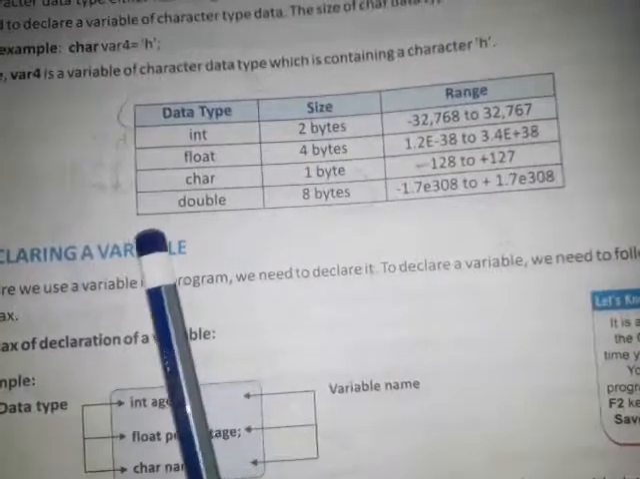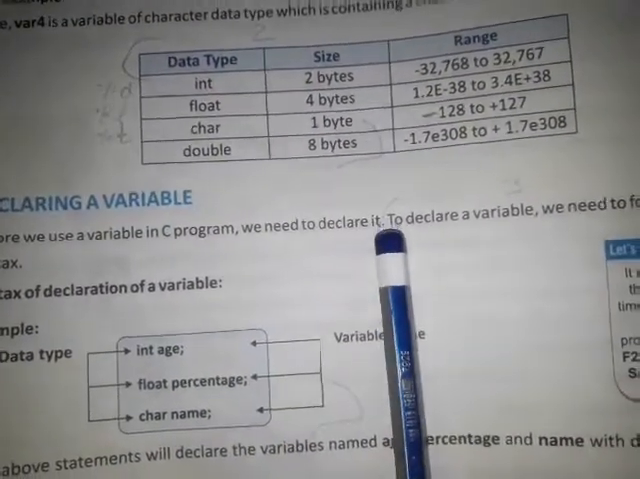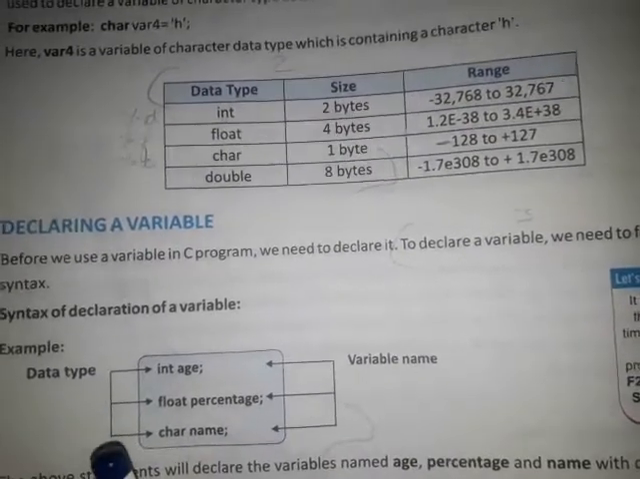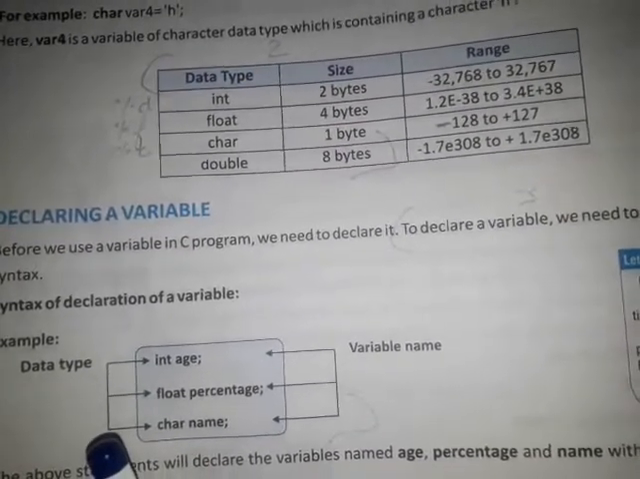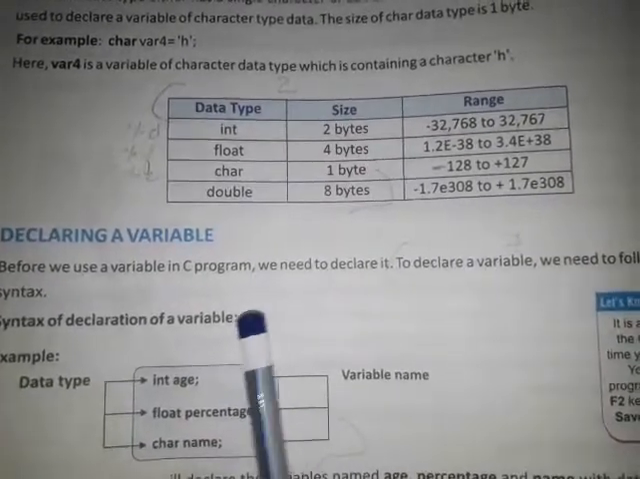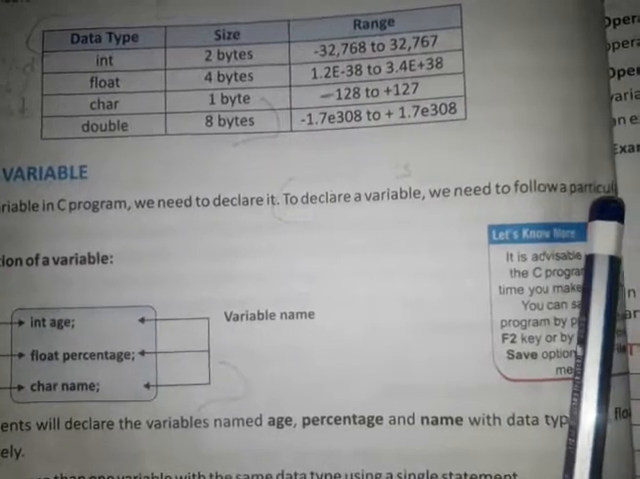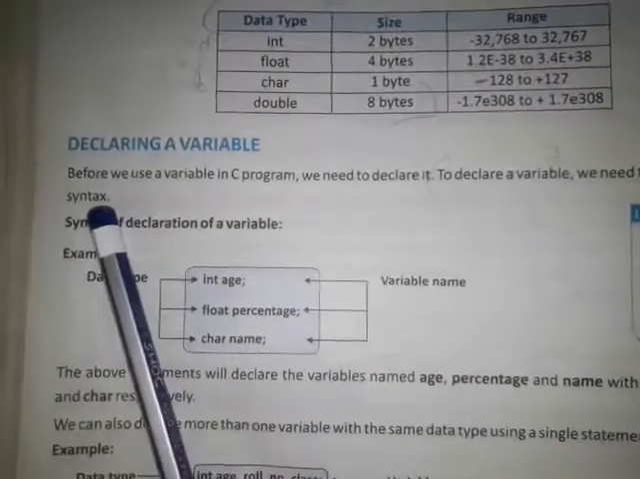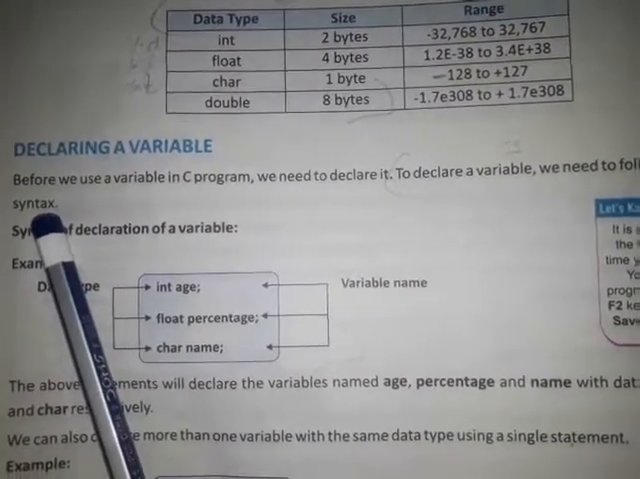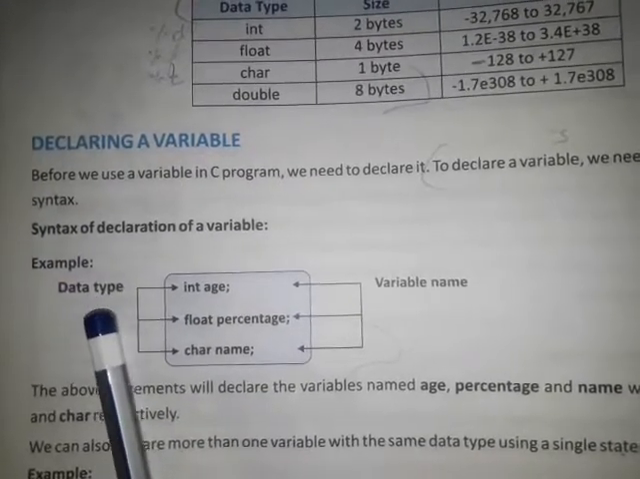Now, how to declare a variable. Before we use a variable in a C program, we need to declare it. Before you use a variable, you have to mention the type of the variable, which type of value the variable is going to store. To declare a variable, we need to follow a particular syntax. Syntax means rules.